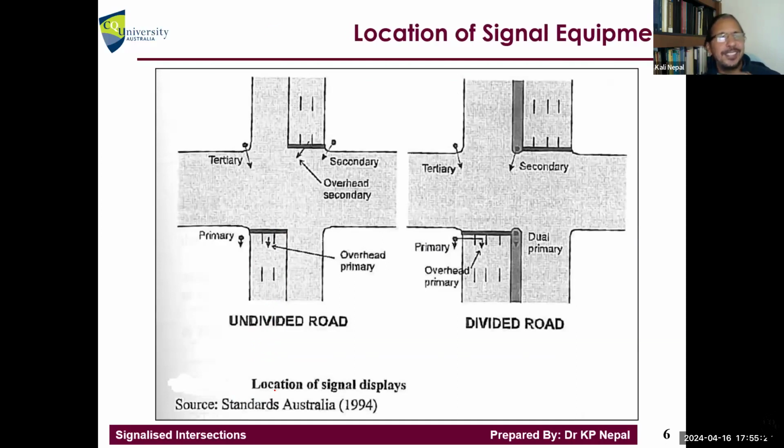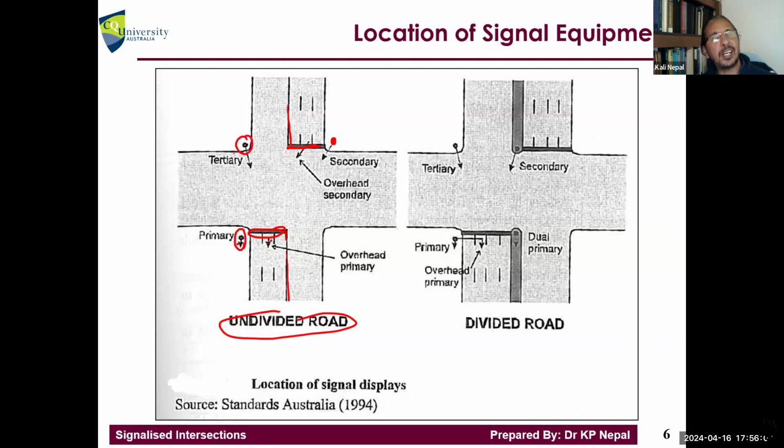So, number 1, where do we put the signal equipment? You see, this is the Australian standard. If the road is undivided, what that means is there is no physical barrier here. Primarily, we need to put the signal indication here, or we can also put it overhead. That's the primary, we must have that. And then secondary, you need to put it over there, the other side of the road in the corner, or you can also supplement with the overhead. You don't need both of these, right? One of these would be enough. If you have money, then you can provide both of them.